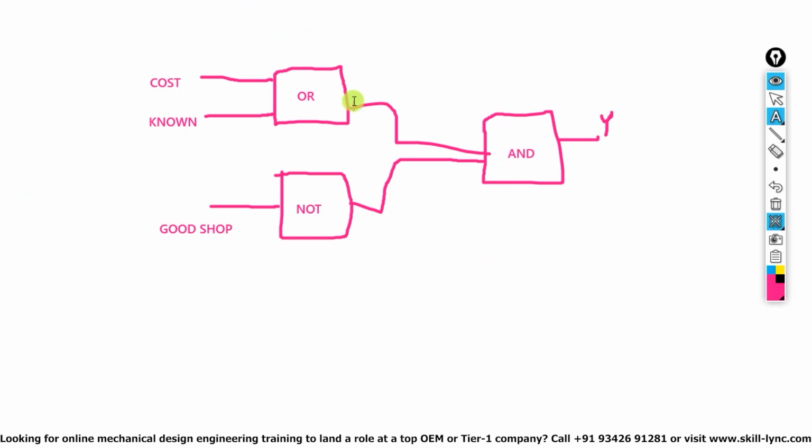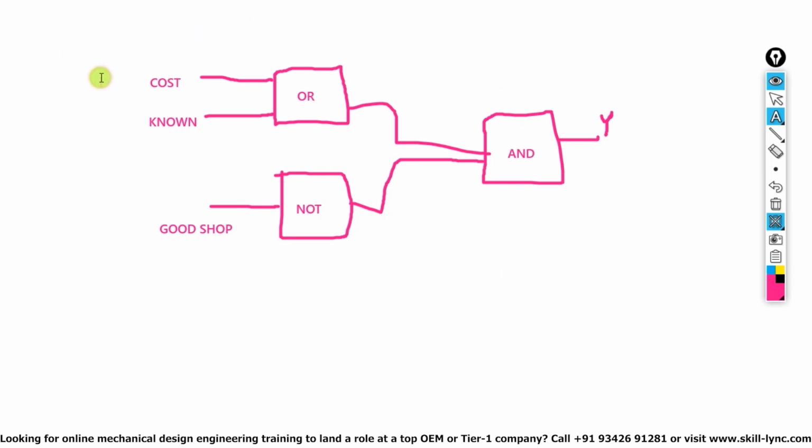For example, I want to purchase a laptop from a person named XYZ. It is far away from my home. Now, what may be the reason? Maybe it is cost effective. Maybe that person is known to me. Or there is not a good shop nearby my home. That's why, if these conditions are fulfilled, I want to purchase it from a specific shop.